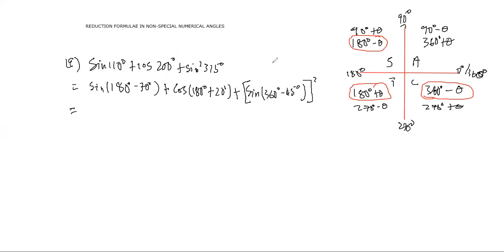What is the reduction of 180 minus theta? Well, that takes me to sine 70. And then cos of 180 plus 20 takes me to minus cos 20, because cos is negative in the third quadrant. And then I still have plus sine of 360 minus 45, which reduces to negative sine 45, but I'm squaring all this. So bravo, we've got a special angle there.